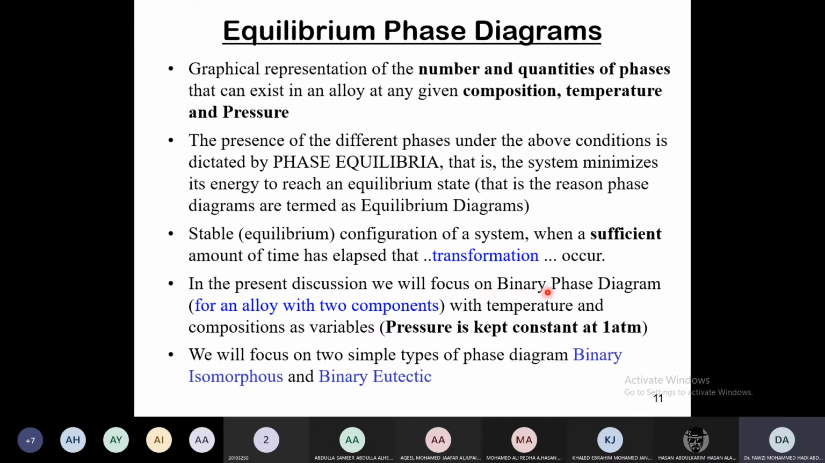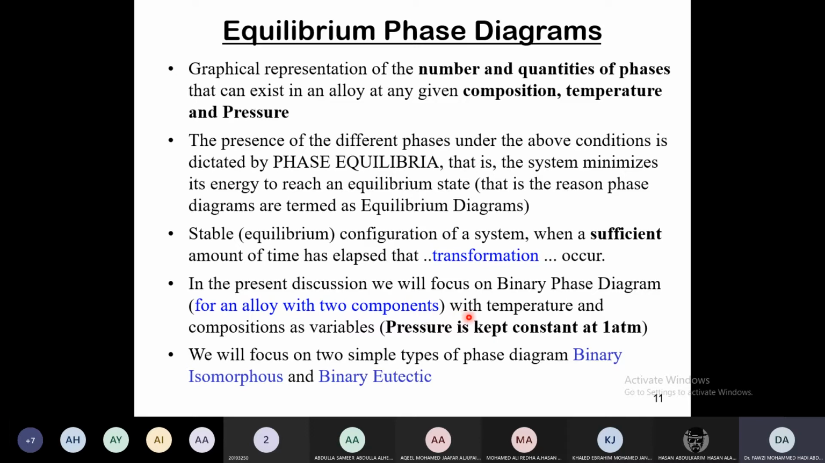We are going to restrict ourselves to that because we don't want to make it very difficult, and we are not going to cover all the phase diagrams, only the important ones, and those important ones for us in mechanical engineering are actually binary phase diagrams. So a binary phase diagram is for an alloy with two components, as we said. If you have a system like copper-nickel, its components are copper and nickel. This is binary, two components only.